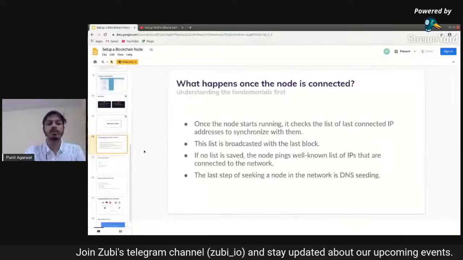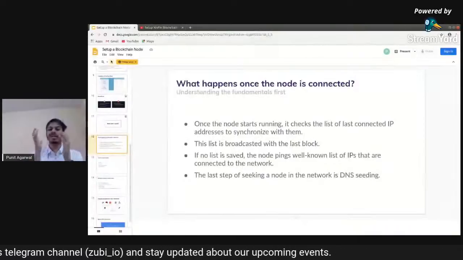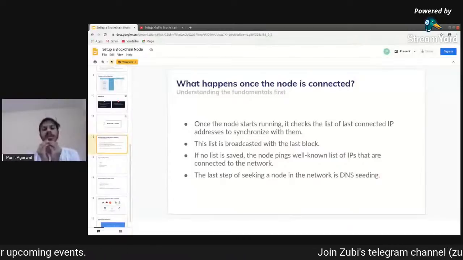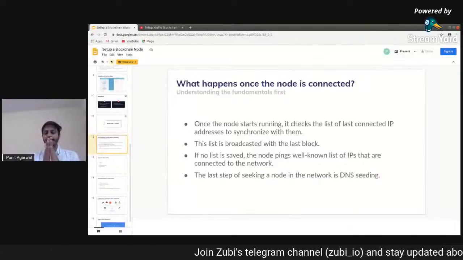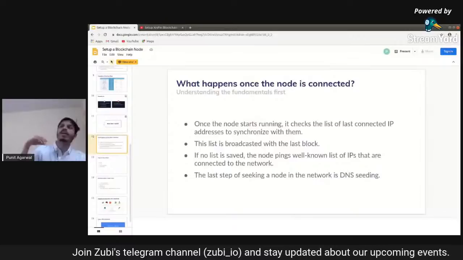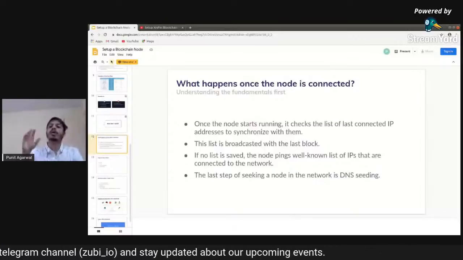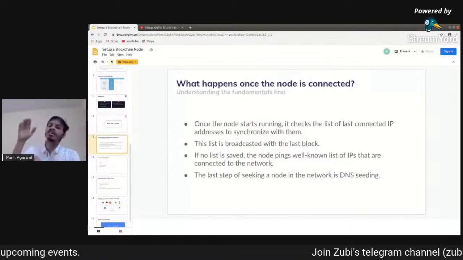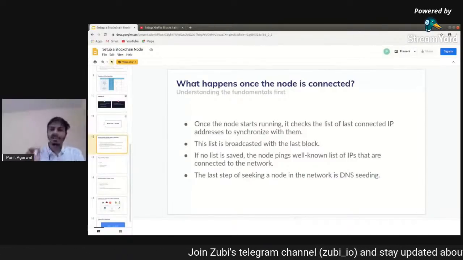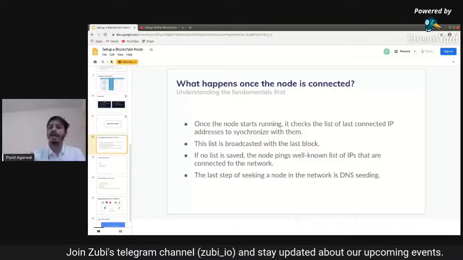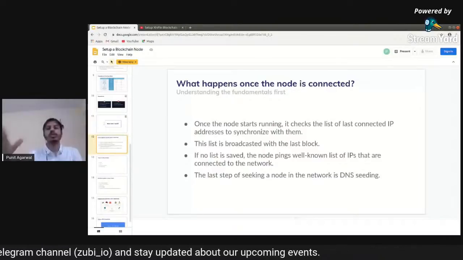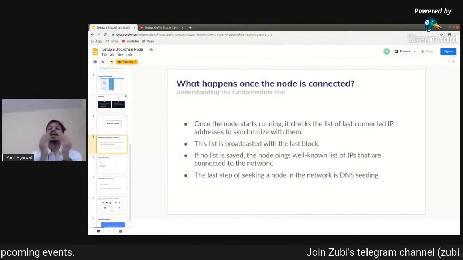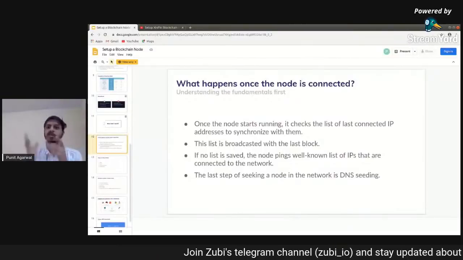The first step is, once the node starts running, it checks the last connected IP addresses to sync with them. So when I said the node finds the other nodes who are broadcasting, or the other nodes that are in the network, how does it do that? It checks the list of internet protocol addresses that were connected to the network. So to understand, okay, there were around 10 lakh different IP addresses. This means there were 10 lakh nodes connected.